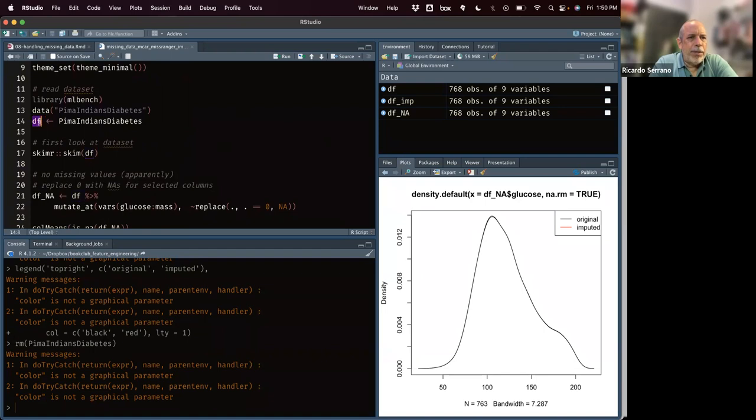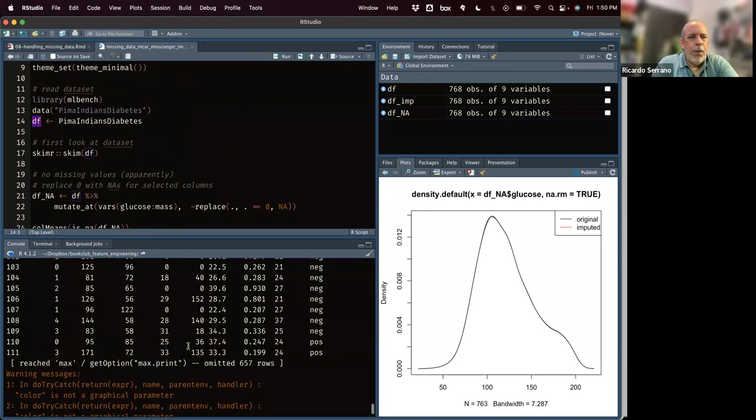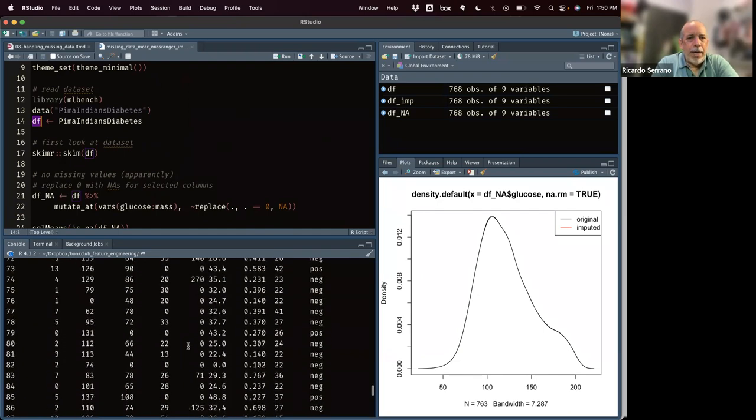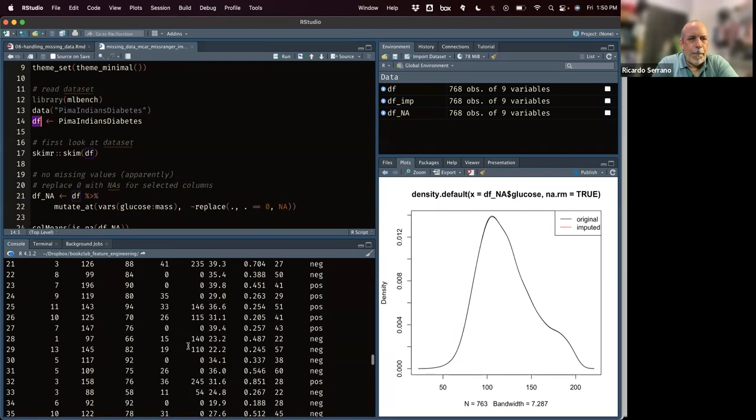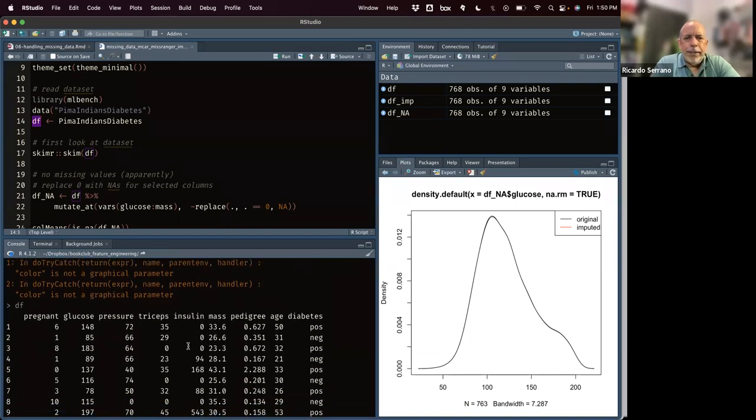This dataset is called the Pima Indians Diabetes Dataset. It's a study that was done with females from the Pima Nation. And they collected different factors that can be attributed to diabetes, for example the glucose level, insulin, the BMI, the age, if they were pregnant or not. And then they collected if the person was positive as a diabetes patient or not.